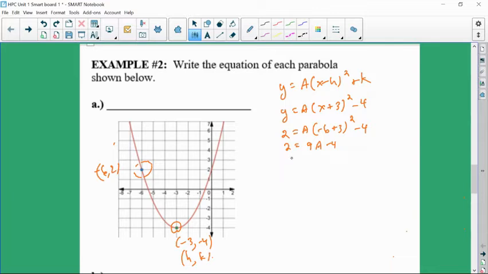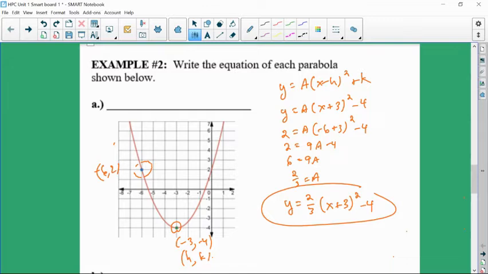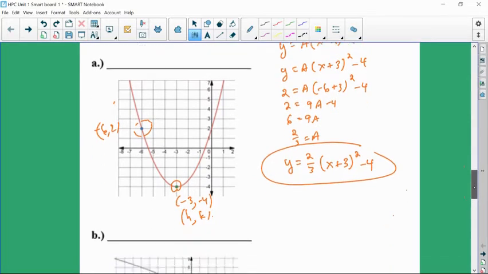So I can add the 4 over, so I get 6 is equal to 9a. Divide by 9, so I get 2/3 equals a. So I know that my parabola is opening 2/3 as fast, right? So it's a little bit wider. And so I could then go back and say, okay, my equation is y equals 2/3 times x plus 3 squared minus 4. And there's my equation, just looking for that particular vertex.